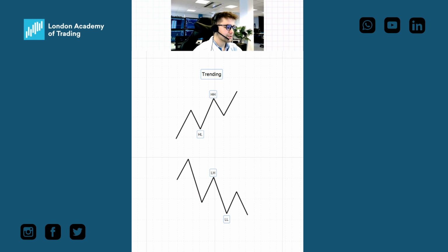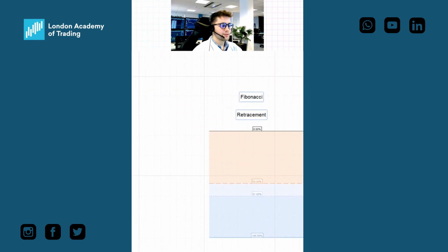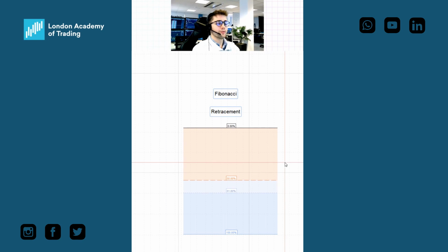So within both of these trending markets, the ideal place to look to enter a position would be at a higher low for an uptrend, and it would be at a lower high for a downtrend. These are the areas where a Fibonacci retracement is going to provide us with predictive support and resistance levels. We have got two main levels that I personally use when it comes to Fibonacci retracements. There are further levels that other people may well apply, but for me personally, these are the two main levels.